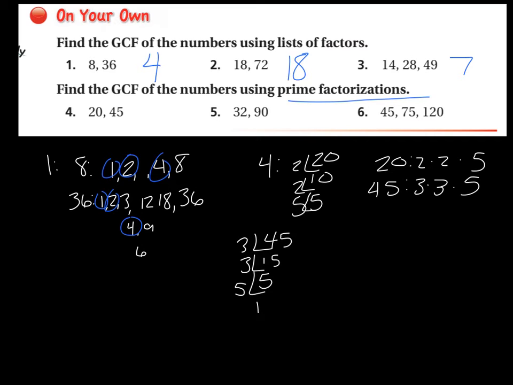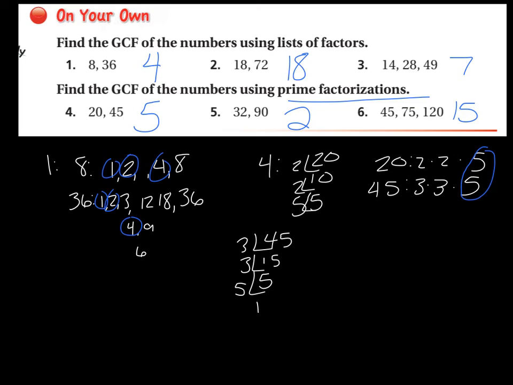Okay, so I started number 4 for you here. You can see that they don't share a factor of 2 or 3, but they do share a factor of 5. So there's nothing to multiply with it because it's only one factor. So the greatest common factor of 20 and 45 is 5. Number 5, 32 if you broke that down is 5 factors of 2, and 90 would be 2 times 3 times 3 times 5. So our greatest common factor for number 5 would be 2. And then number 6, we would end up getting 15.